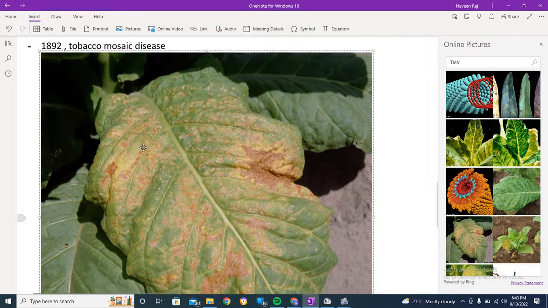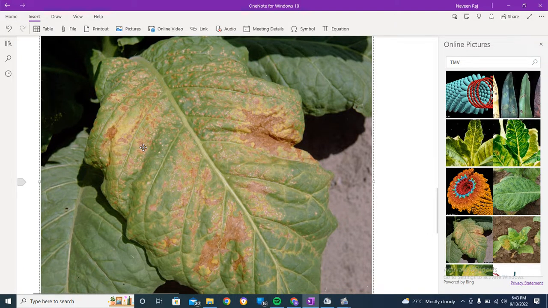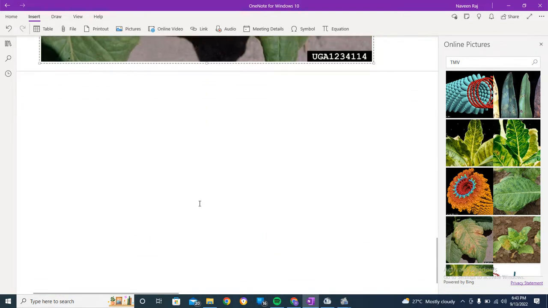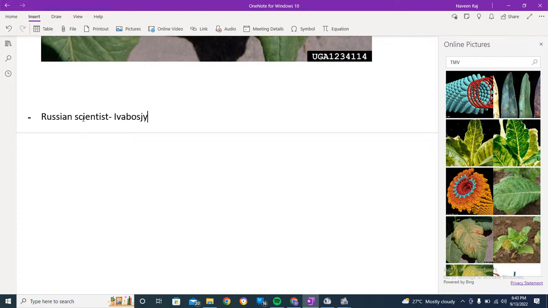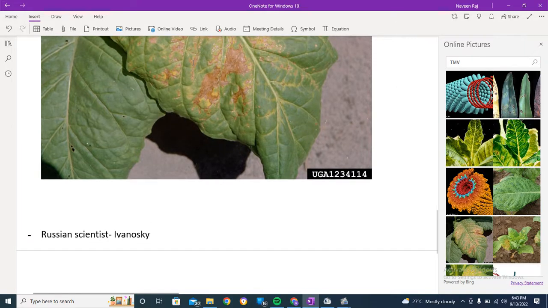So this is how you can see what happened: there were wrinkled leaves with spots on them. They became mottled, with spots all around, and they got wrinkled. Now there was a Russian scientist, and his name was Ivanovsky, right? And what he did was extract juice from these tobacco plants. Tobacco mosaic disease happened to the tobacco plant, like this one. From here you can see.